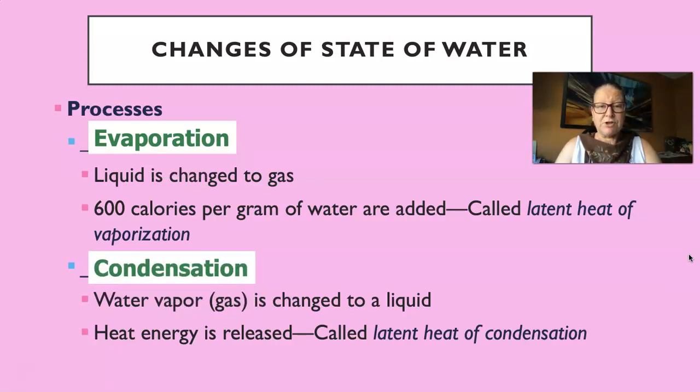The other direction of this phase change is from water vapor, which is a gas, to a liquid, and that's called condensation. And in this case, energy is not absorbed, but energy is released. And that's going to be very important when we talk about hurricane formation, because condensation occurs and releases a lot of heat that fuels the storm.